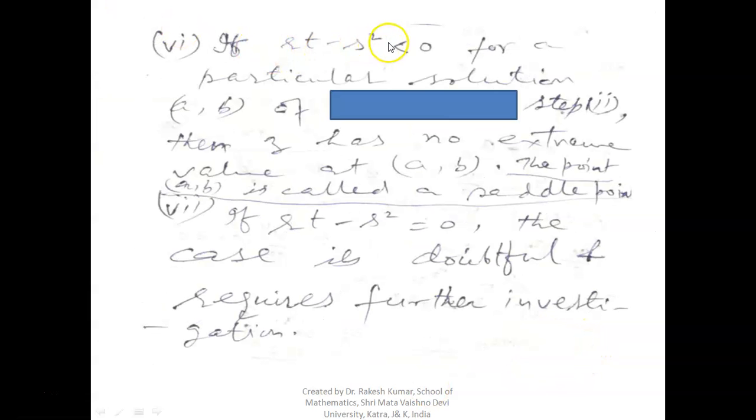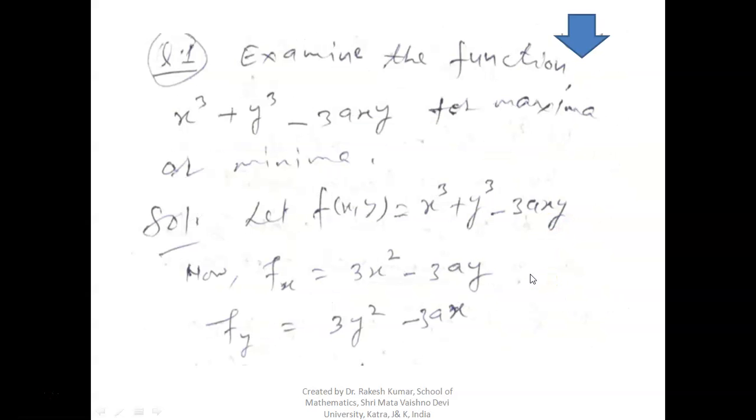If rt minus s square is less than 0 for a particular solution (a,b) of step 2, then z has no extreme value. It has a saddle point. Then (a,b) is a saddle point, and if this is 0, then the case is doubtful and further investigation is required. Now coming to the examples, let us take the first example, this one.